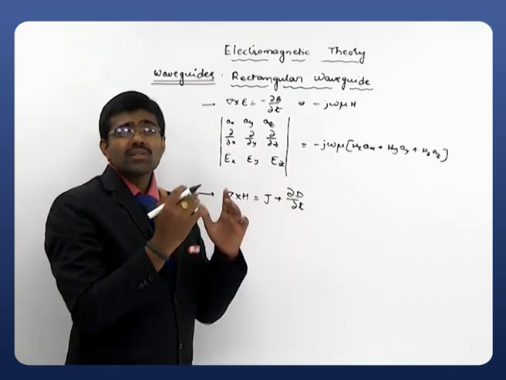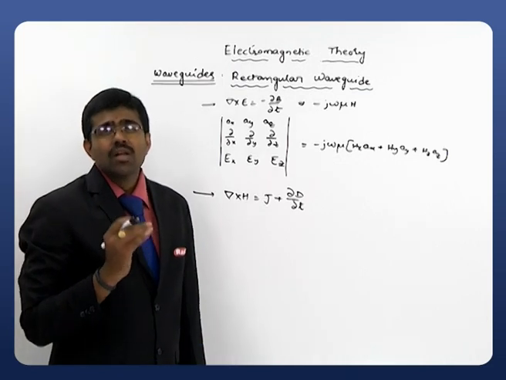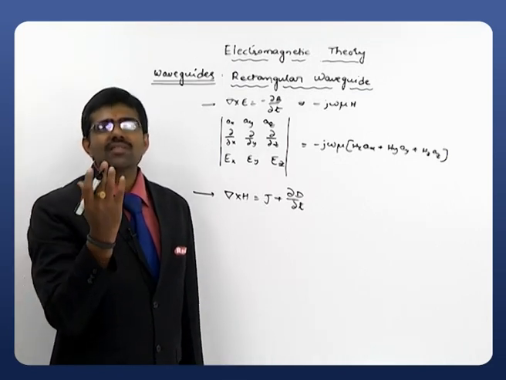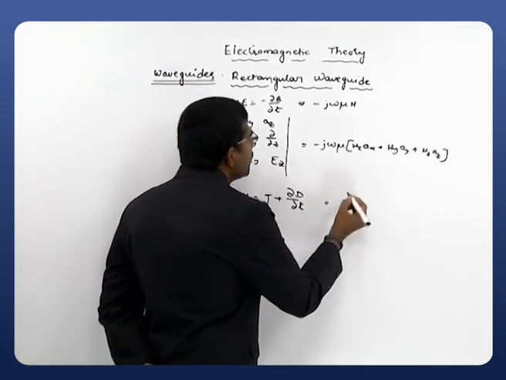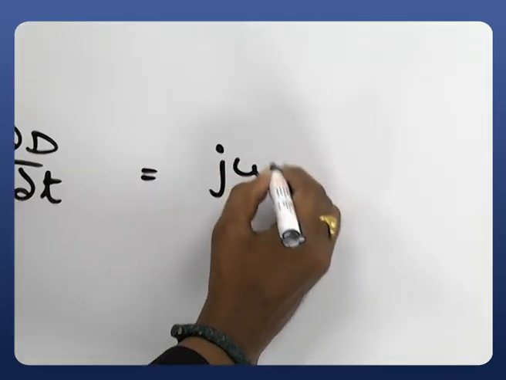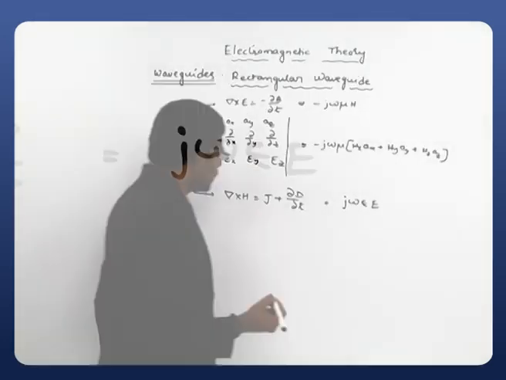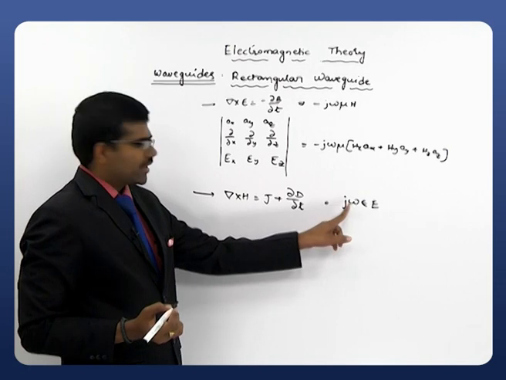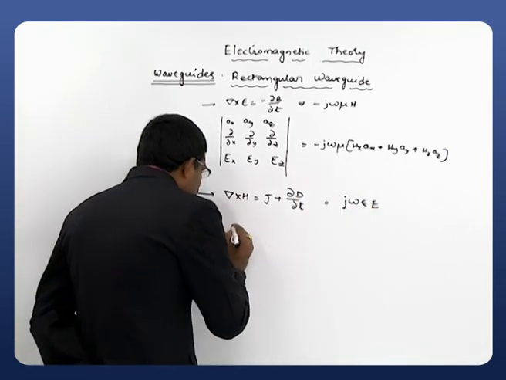And the medium we are considering between the walls is a pure dielectric medium, that I am assuming. For the pure dielectric medium, you will have zero conductivity. Therefore, J equals 0. Dou by dou T is simply j omega, and D can be written as epsilon E. So this is the equation we are supposed to consider: del cross H equals j omega epsilon E. Now expand this one also.